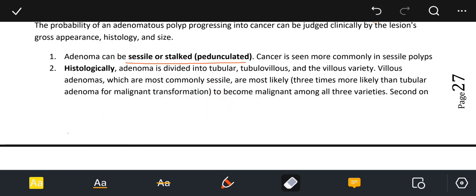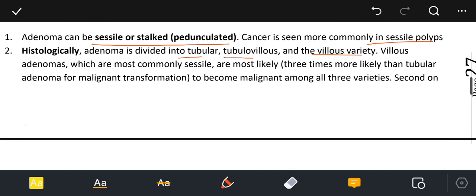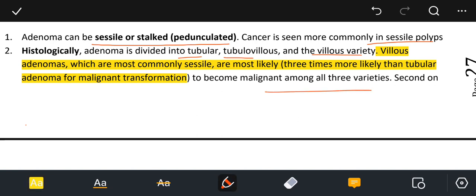Cancer is seen more commonly in the sessile polyps. Histologically, adenoma is divided into tubular, tubulovillous, and the villous variety. Villous adenomas, which are most commonly sessile, are about 3 times more likely than the tubular adenoma to become malignant among the 3 variants. So villous is villainous.